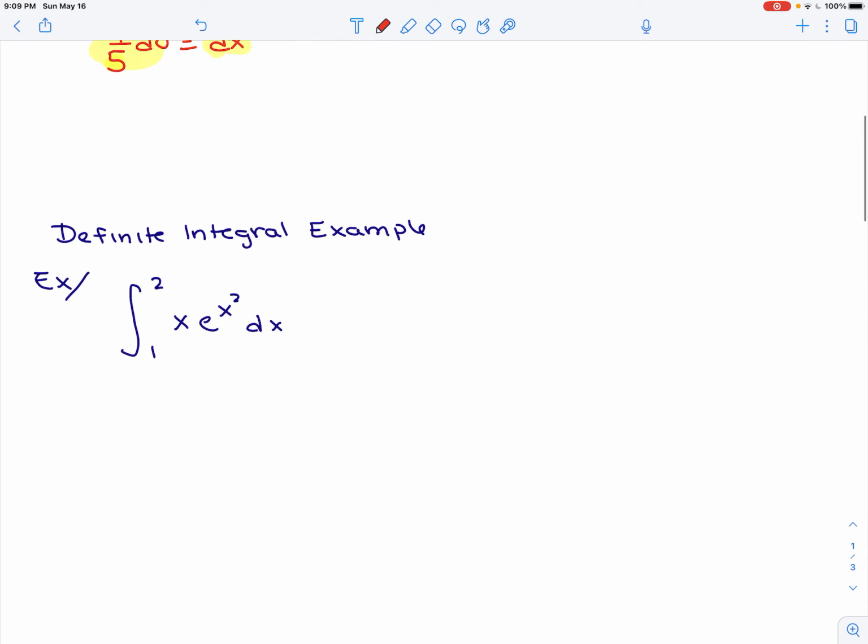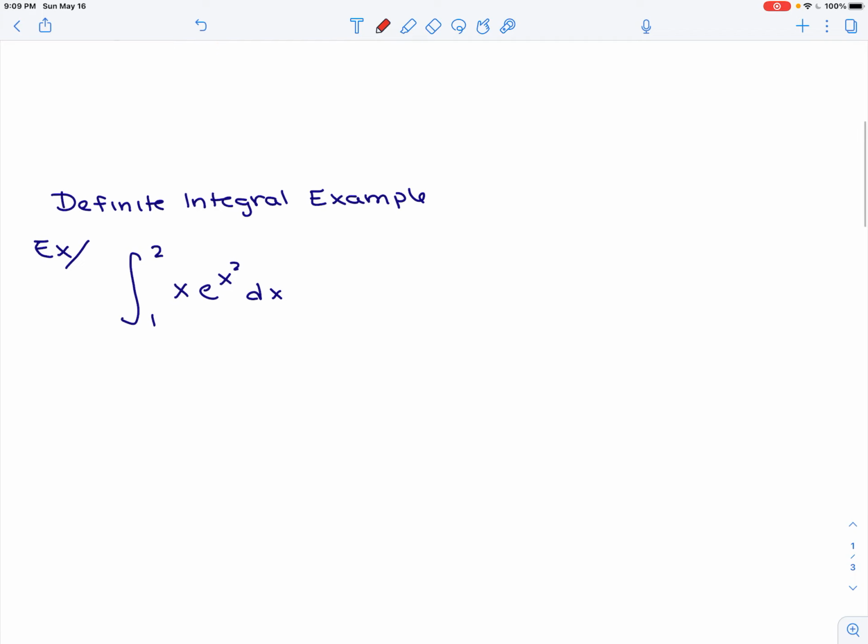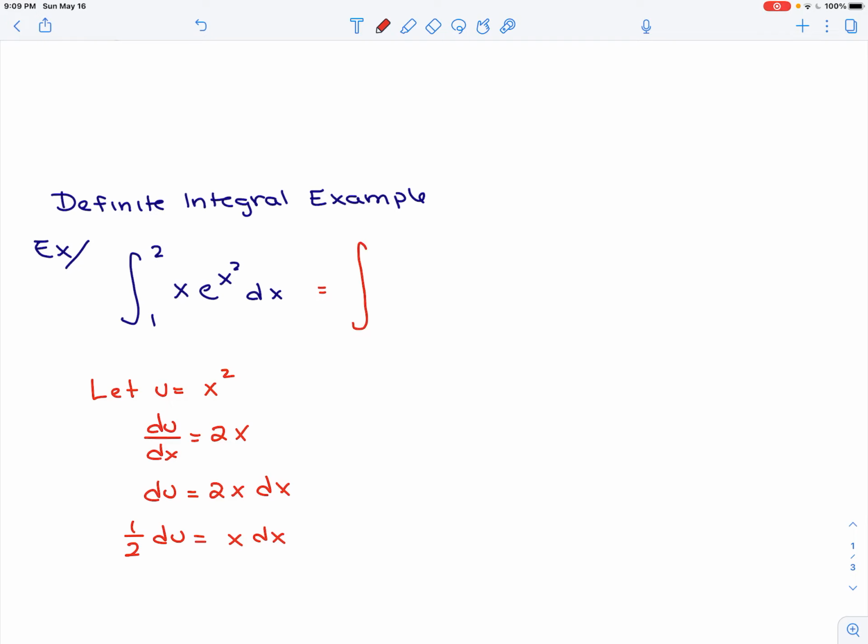Okay, we're going to do a definite integral example, just so we have another one. So we're going to let u equal x squared, and then du dx is equal to 2x, and then du is equal to 2x dx, and I don't need the 2, so I'm going to bring it over to this side, and then x dx. Okay, and remember I showed you 2 methods.